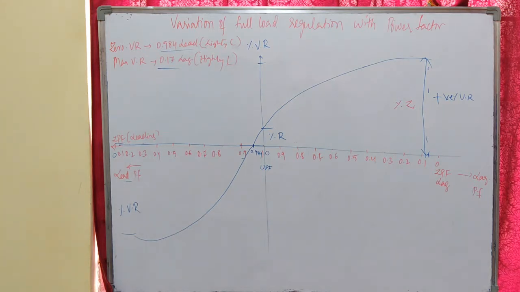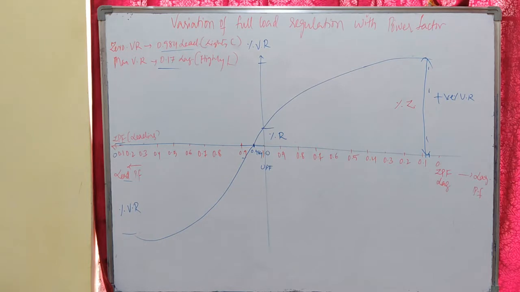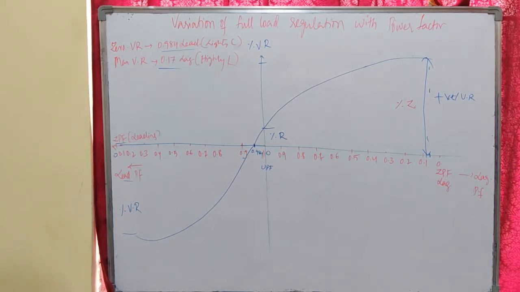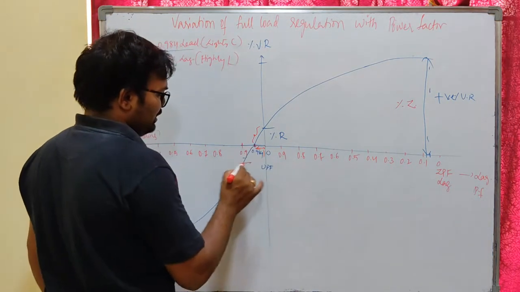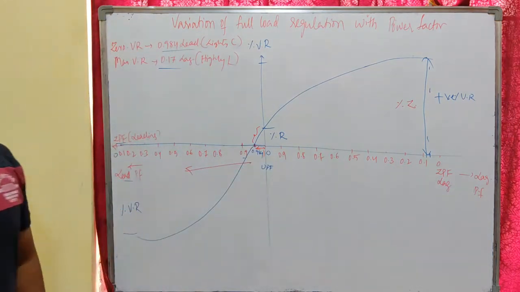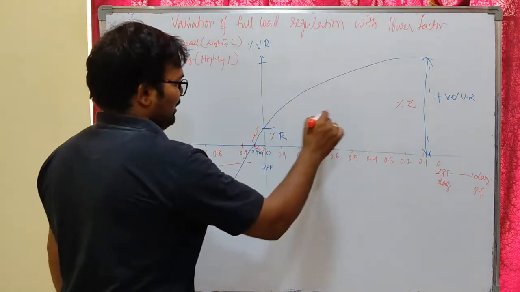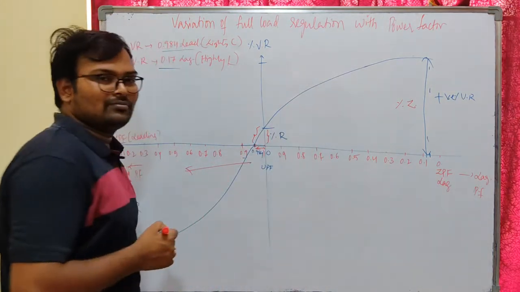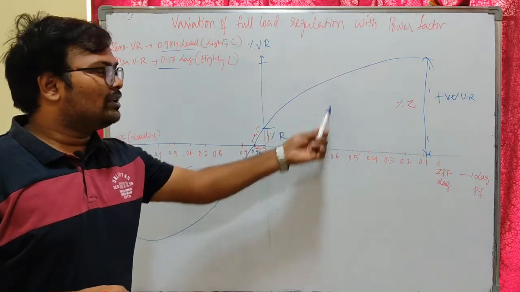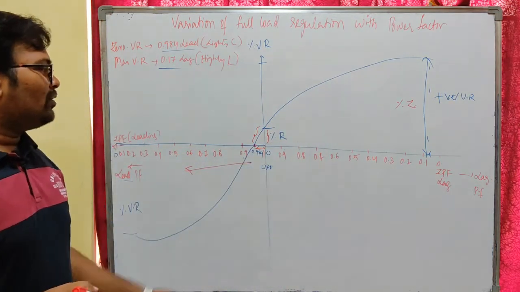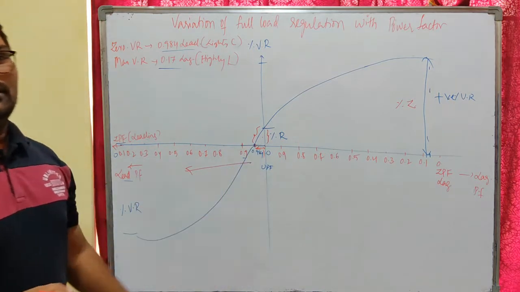This is very important for your competitive exams. The voltage regulation is always positive for unity power factor and lagging power factor. The voltage regulation may be positive, 0 or negative for leading power factor. Here for leading power factor it is positive up to this point, 0 at this point, and negative throughout this region. For lagging and unity it is always positive.